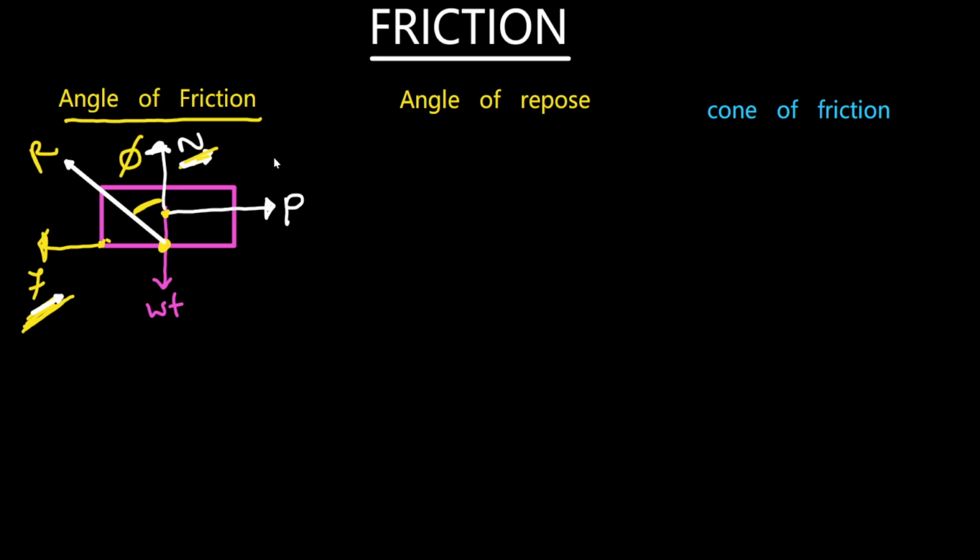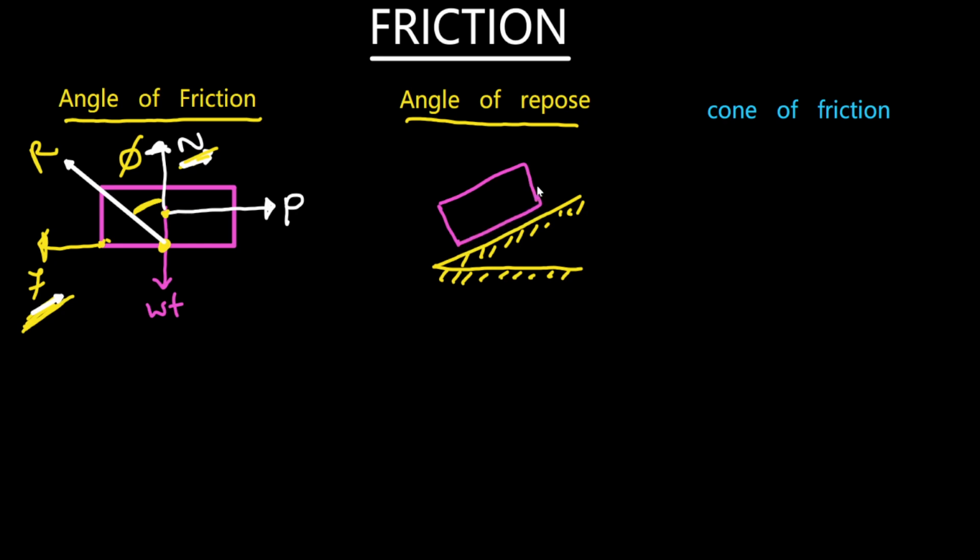Are you getting my point? Yes, you got it. What is angle of repose? For understanding angle of repose, I am taking an example. See, I am taking an inclined road. Okay, this is the inclined road over which there is a block. Suppose there is a block like this. In this situation what will happen?